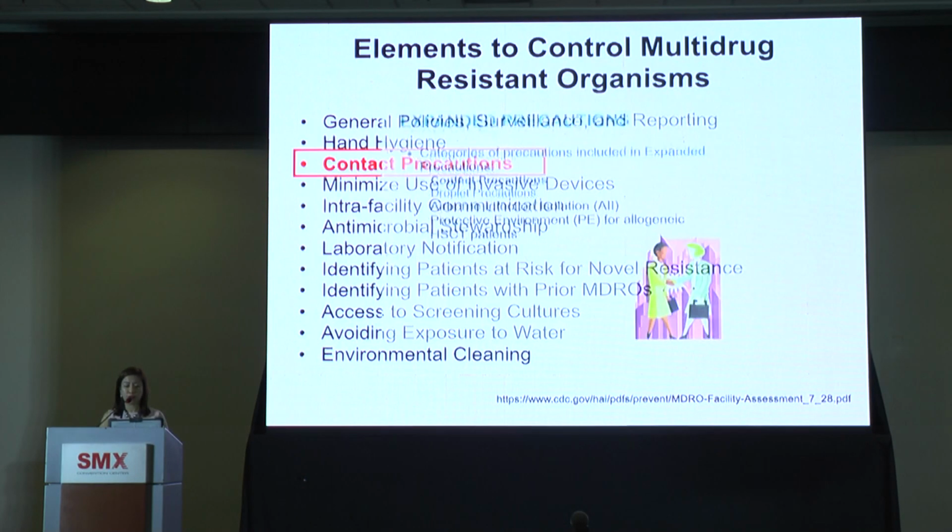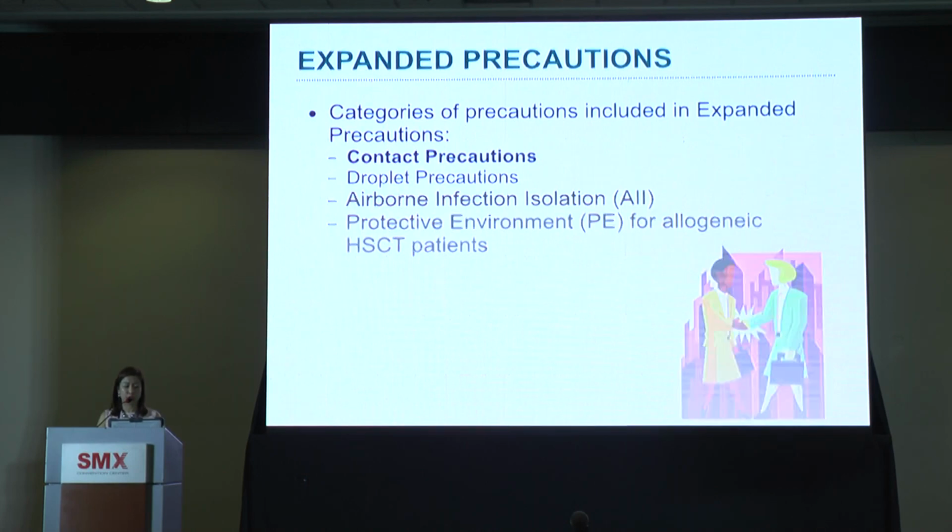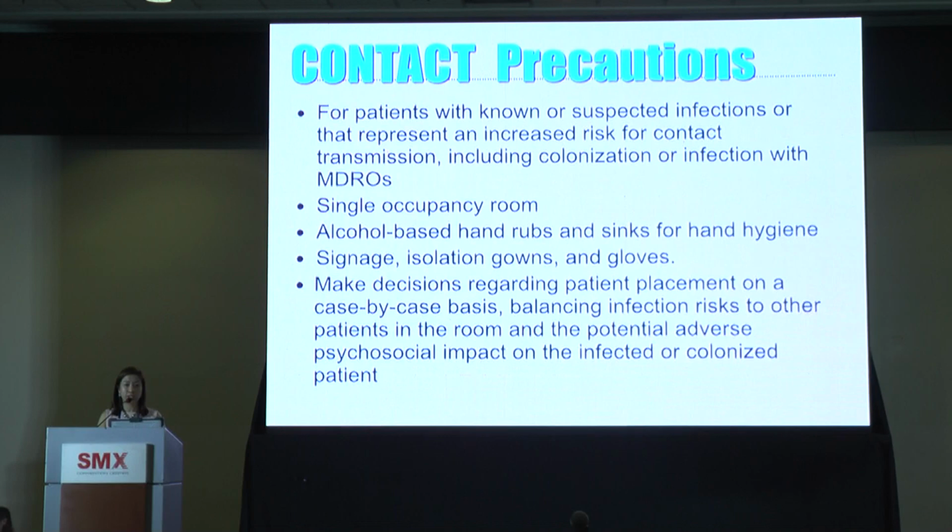So just a review, contact precaution is under the expanded precaution, isolation precaution, and it is applicable for patients with known or suspected infections or that represent an increased risk for contact transmission, including colonization or infection with MDROs. As we all know, contact precaution entails single occupancy rooms, presence of alcohol-based hand rubs and sinks for hand hygiene, with signages, and use of isolation gowns and gloves.